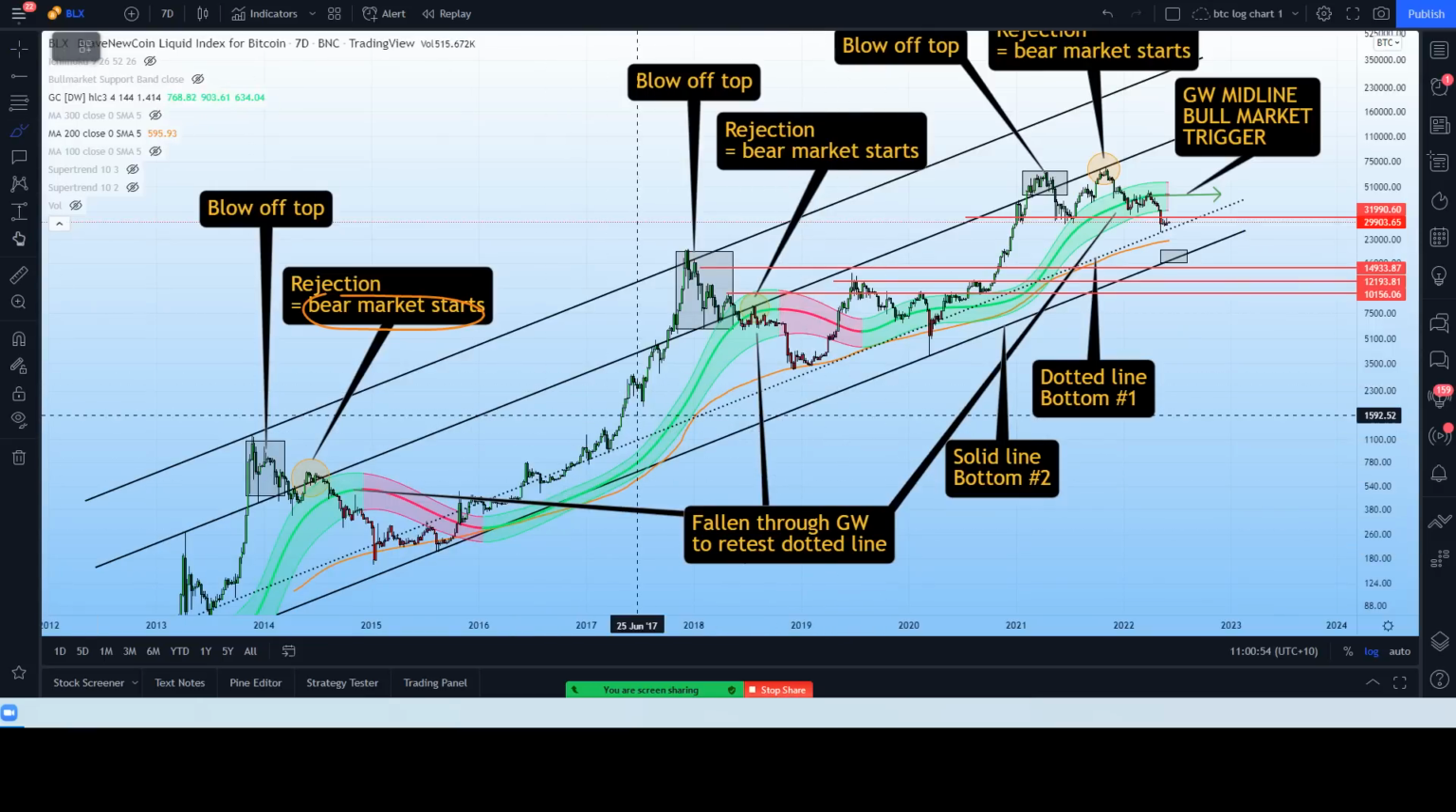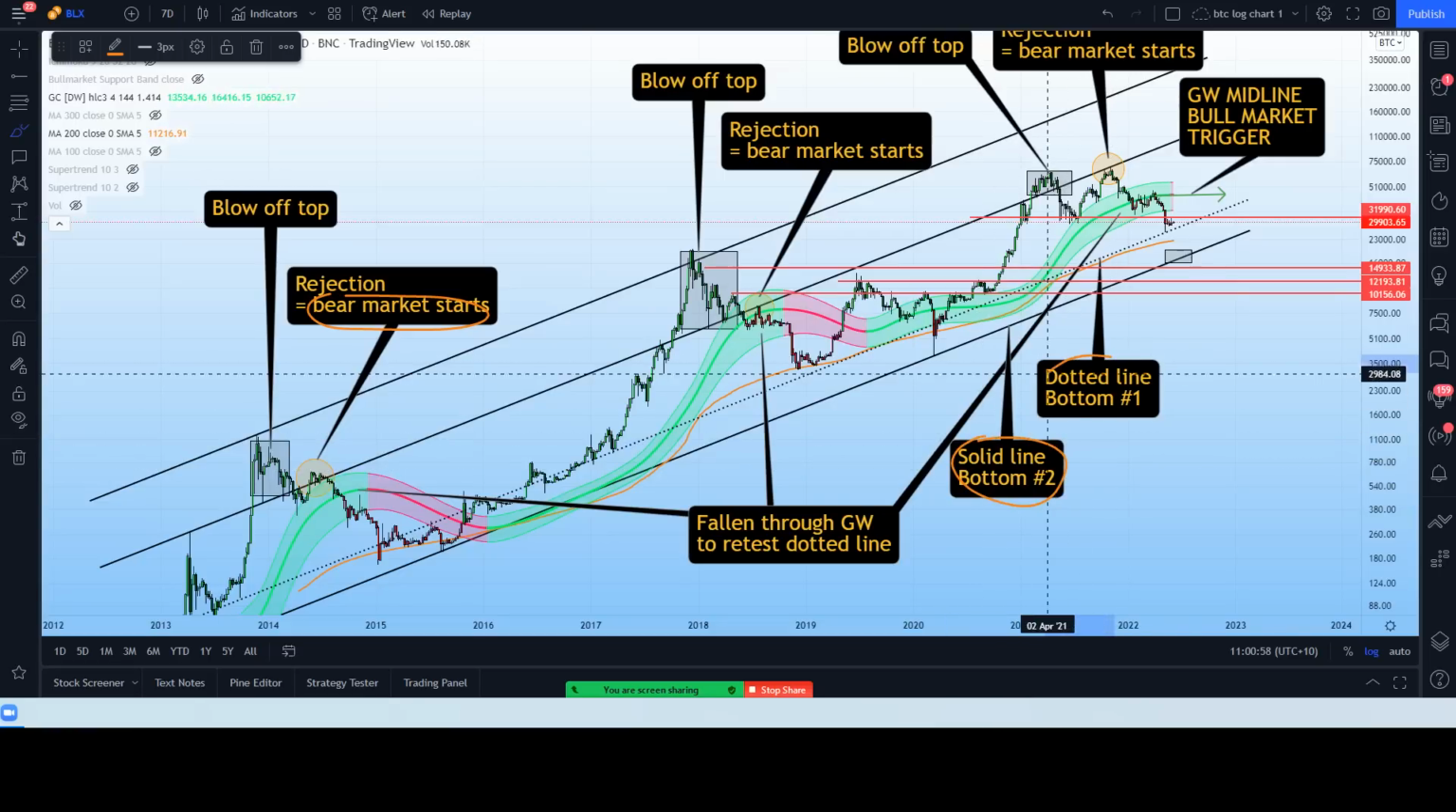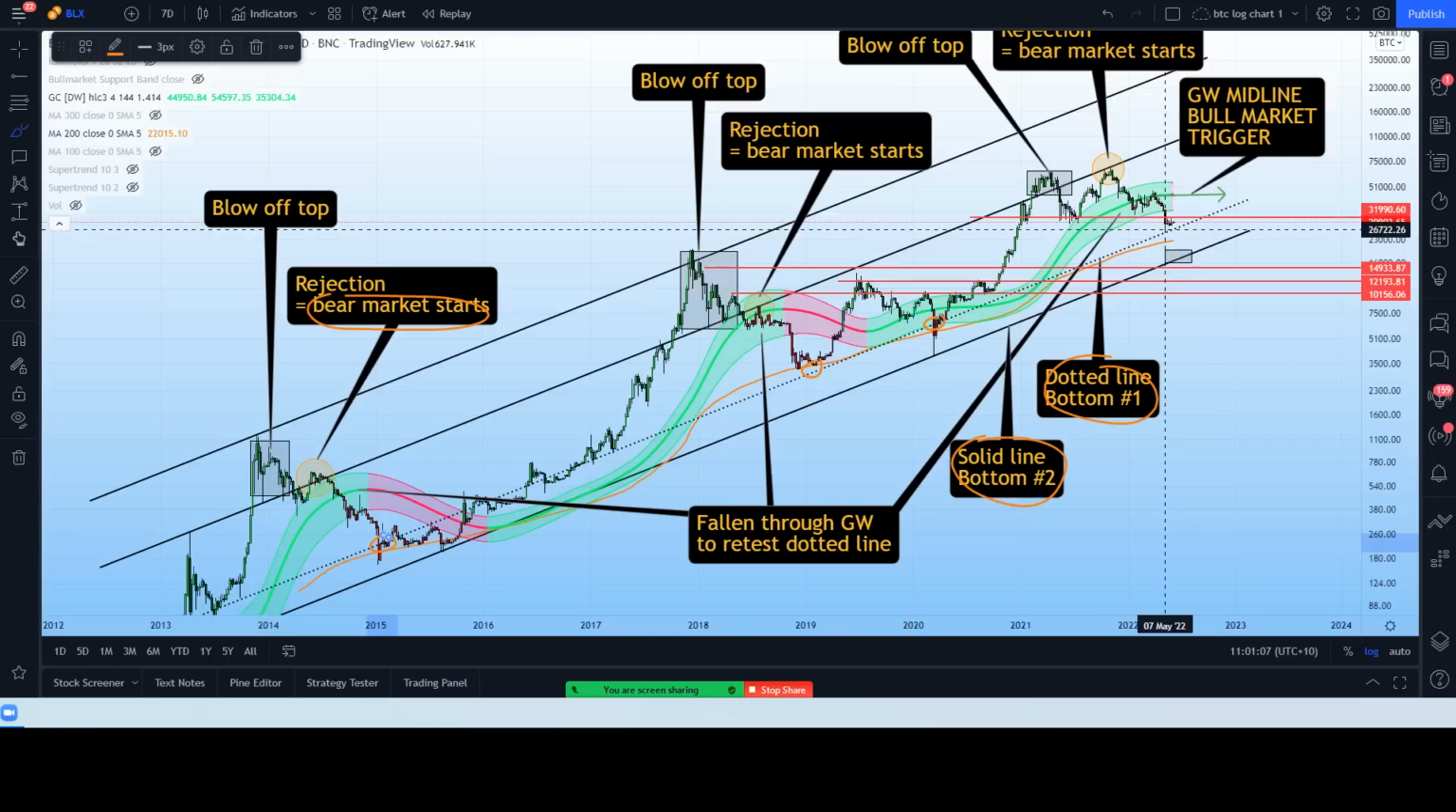We can see that this dotted trend line acts as our first bottom. We can see a lot of support around that region. Usually the 200-day moving average comes around that region, and we find that the price is currently sitting right above that level, and that level is lining up to around 27,000 at the moment.